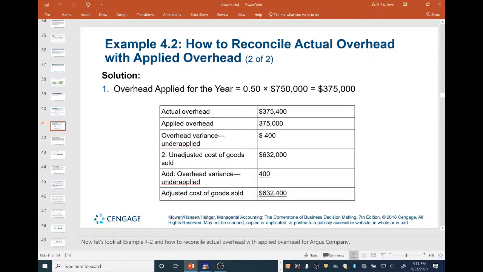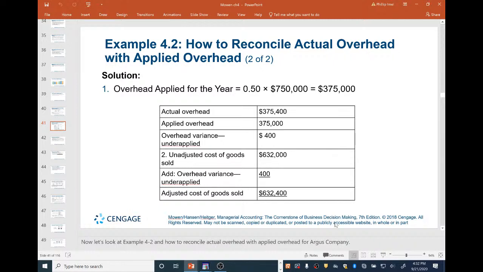So we know we have to adjust cost of goods sold for that, right? If it's an underapplied overhead variance, then we obviously have to adjust cost of goods sold up. So we have to add that variance into cost of goods sold. We just add the $400 to the beginning balance of cost of goods sold to bring it up to $632,400. Does that make sense?